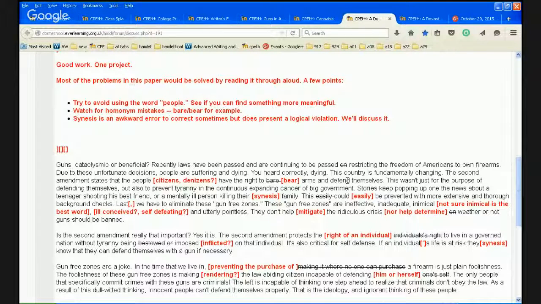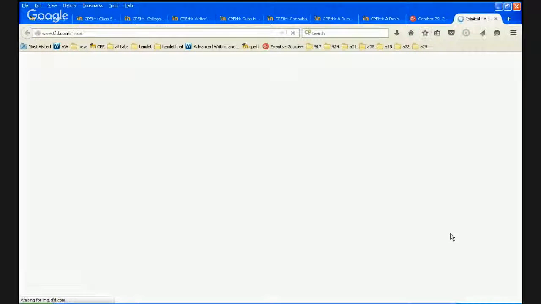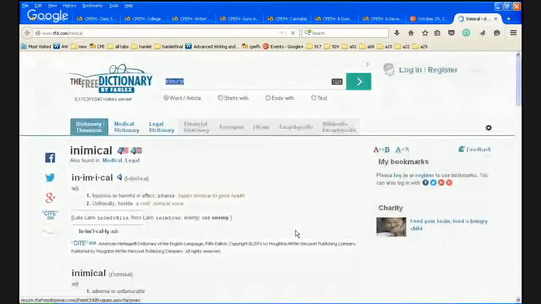Now, inimical is a good word, but really not the right word here. What does inimical mean? Inimical means having the qualities of an enemy, adversarial. Really? Yes. Oh, it's a really good word. When I searched it up, I got something else. It's a nice word to have handy. Injurious or harmful in effect, adverse, unfriendly, hostile.